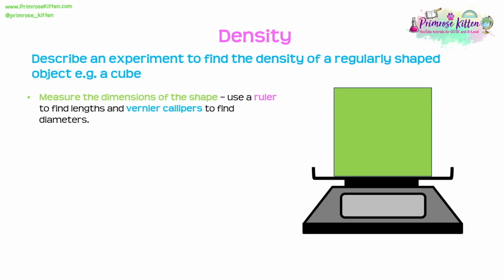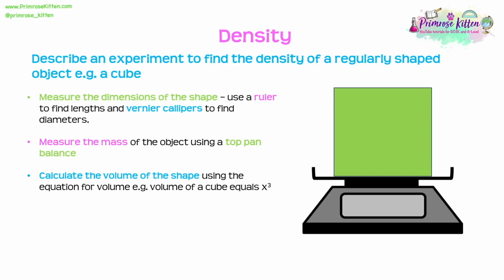So we're going to use rulers to measure any lengths and vernier calipers to find diameters. We're then going to measure the mass of the object using a top-pan balance. And then we're going to calculate the volume of the shape using those dimensions that we found.